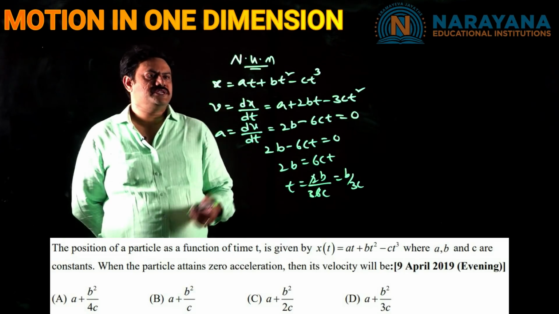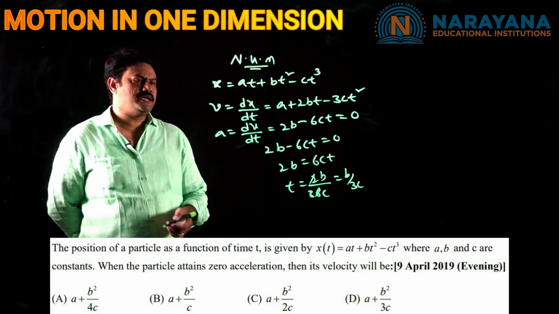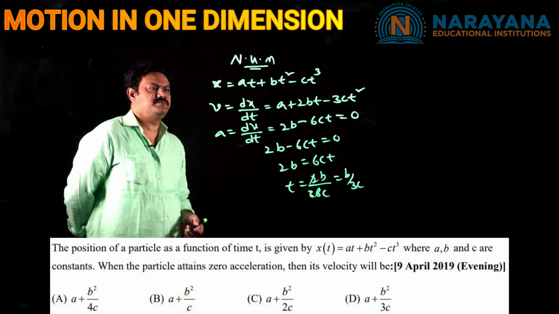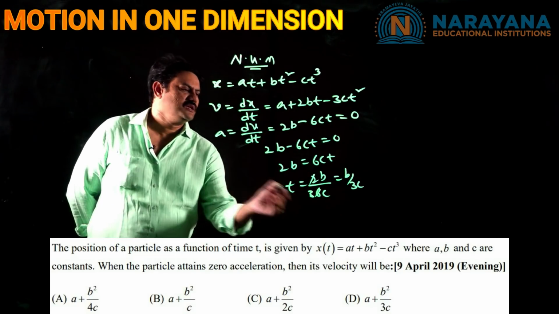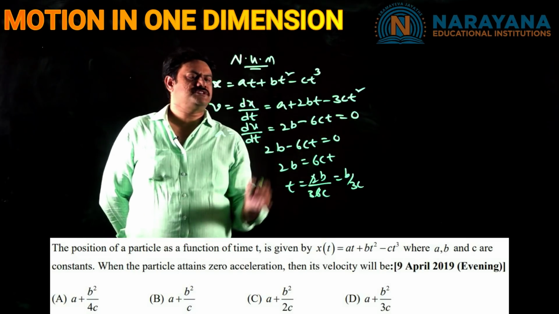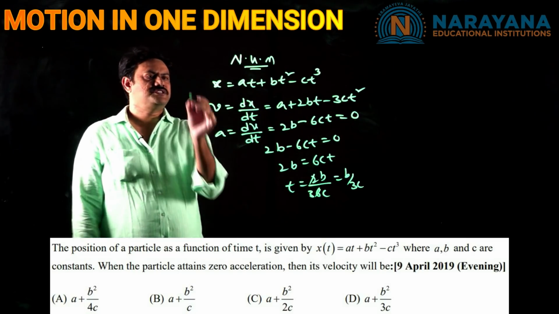Okay, now the question is, when the particle attains a zero acceleration, then what will its velocity be? So how to calculate the velocity? Now substitute this t in this equation, you will get the velocity. So this is one question.